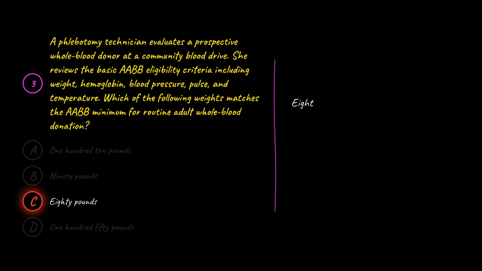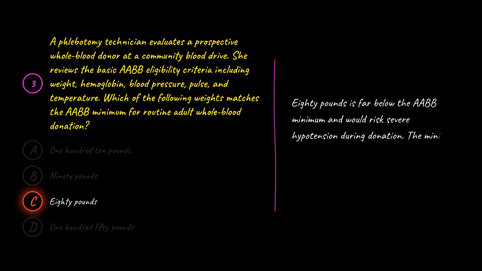C is wrong because 80 pounds is far below the AABB minimum and would risk severe hypertension during donation. The minimum at 110 pounds protects the donor from fluid shift reactions.